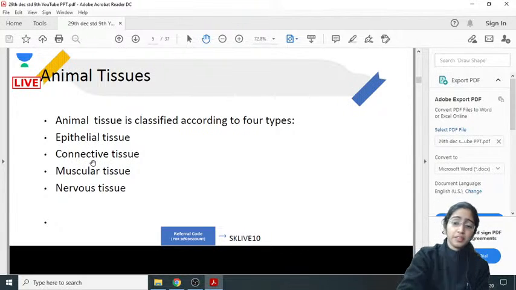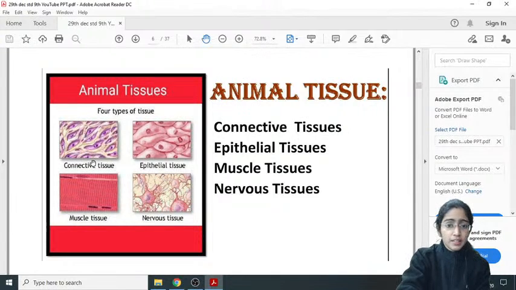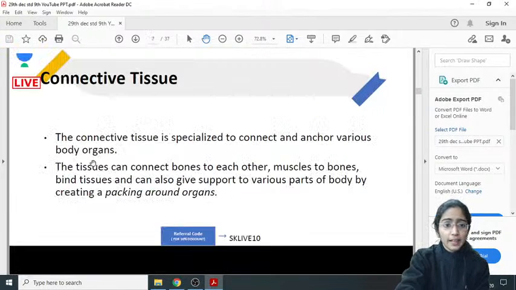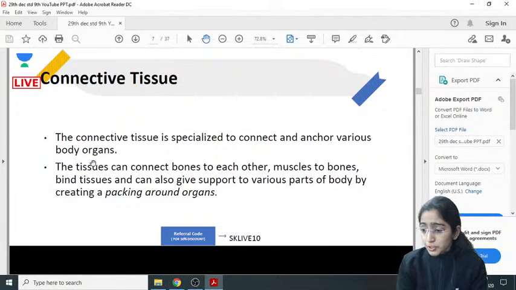Okay. Now, I have just given a diagrammatic. Anyways, let's start with connective tissue.